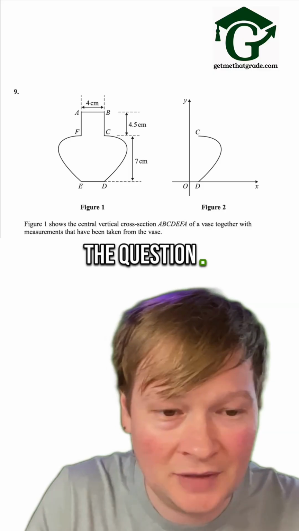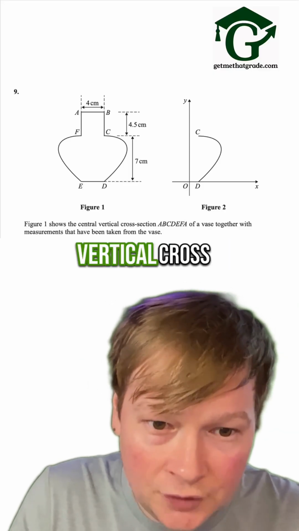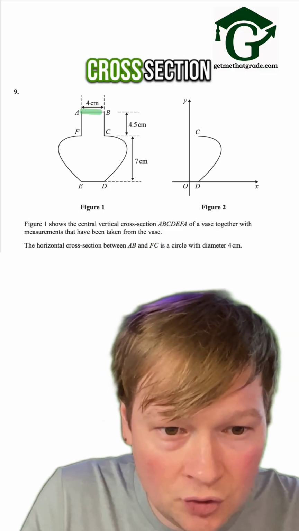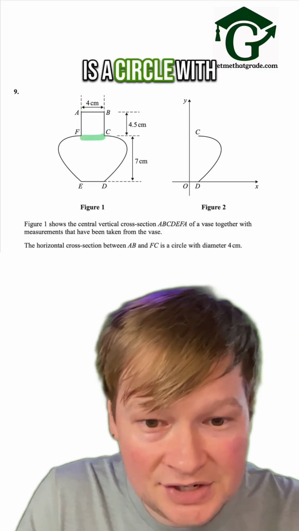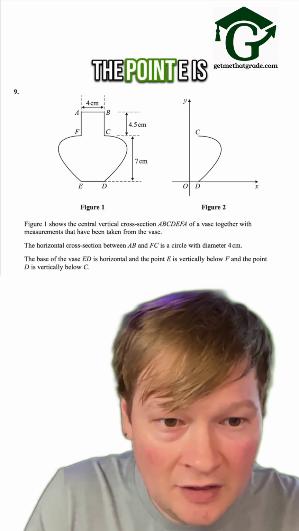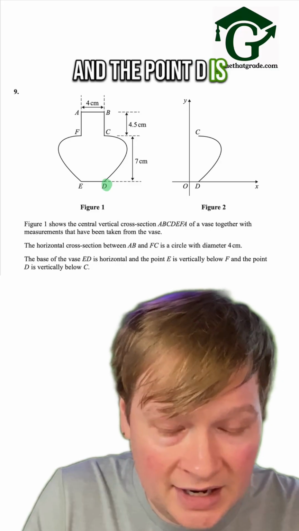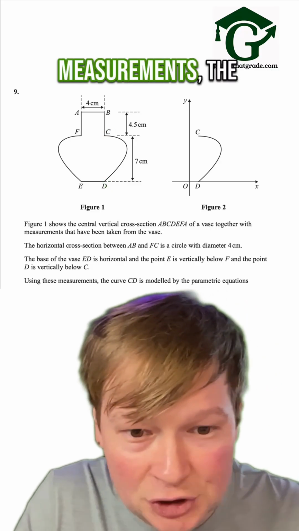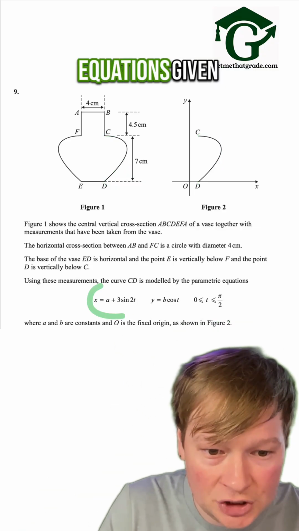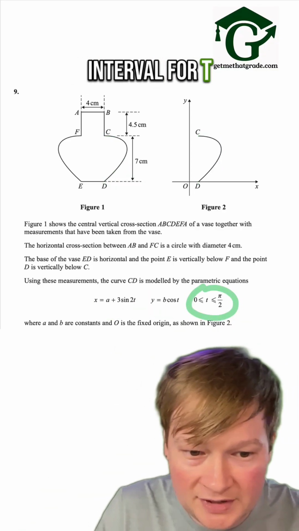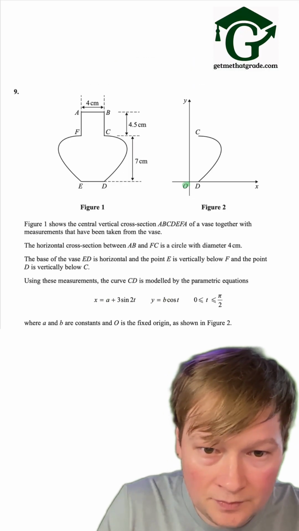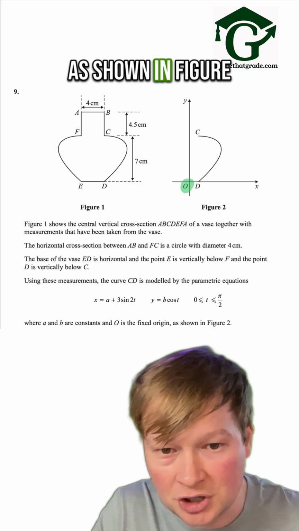Let's read through the question. It says, the figure shows the central vertical cross-section of a vase together with the measurements that have been taken from the vase. The horizontal cross-section between AB and FC is a circle with diameter 4 centimeters. The base of the vase ED is horizontal, and the point E is vertically below F, and the point D is vertically below C. Using these measurements, the curve CD, that's this one, is modelled by the parametric equations given here and here. We've got the interval for t here, where a and b are constants, and O is the fixed origin, as shown in figure 2.